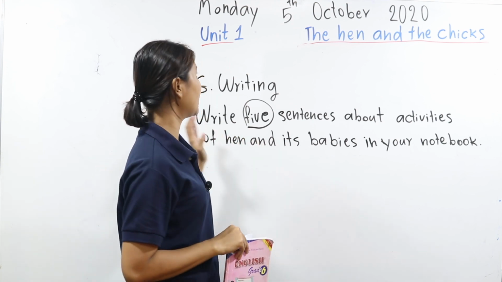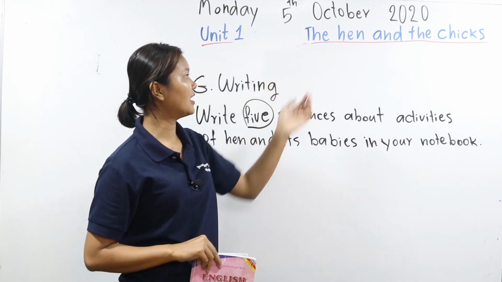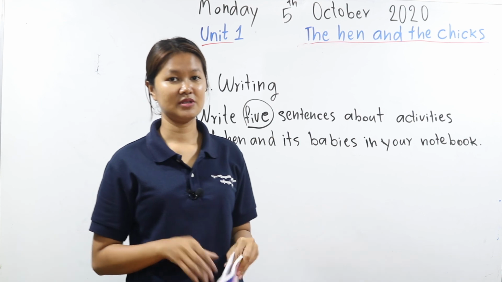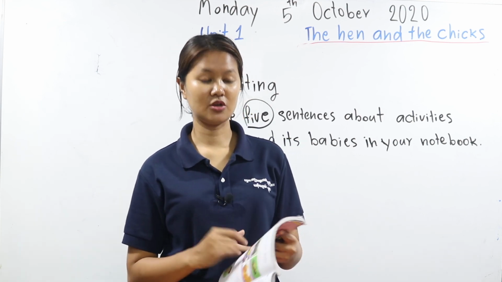So our chapter 6, unit 1, the hen and the chicks will finish. Okay, already finished. Tomorrow we will go to unit 2.